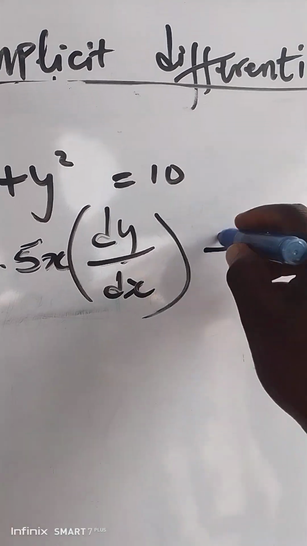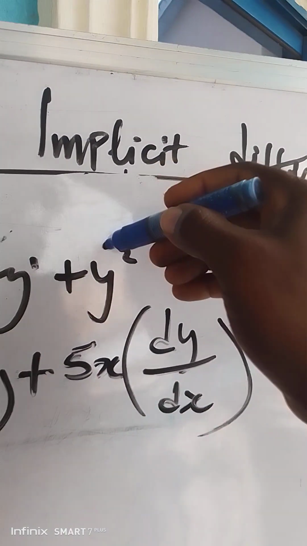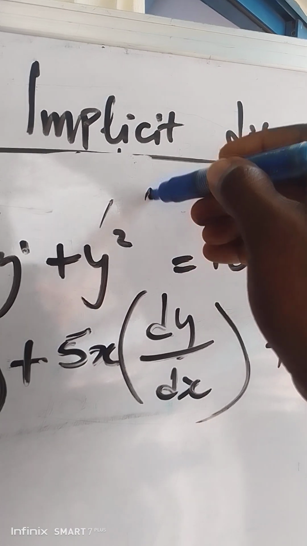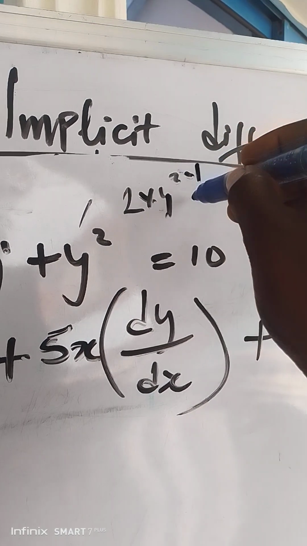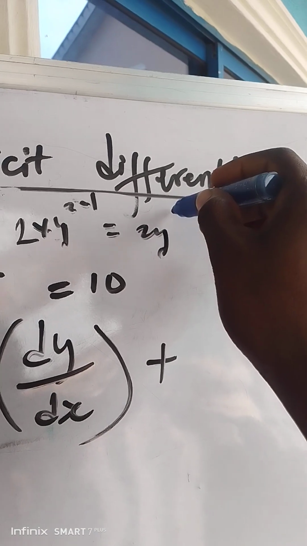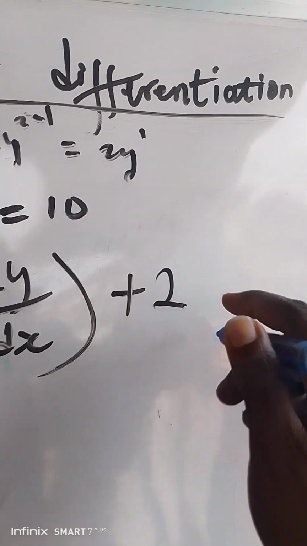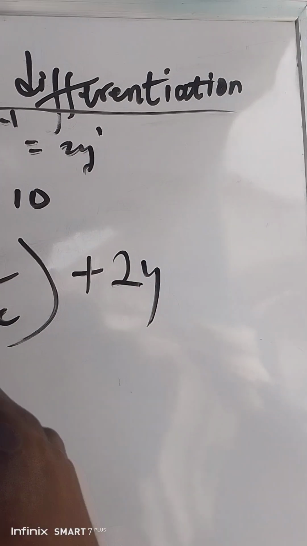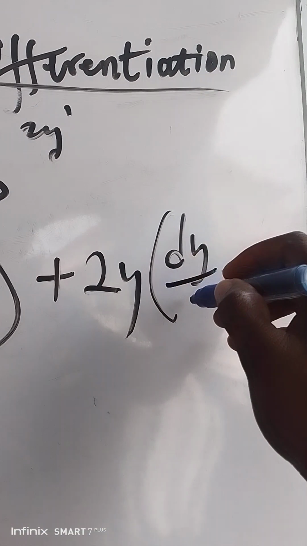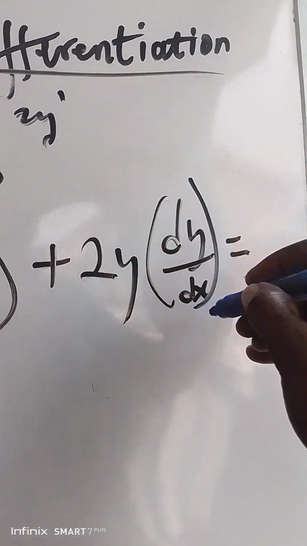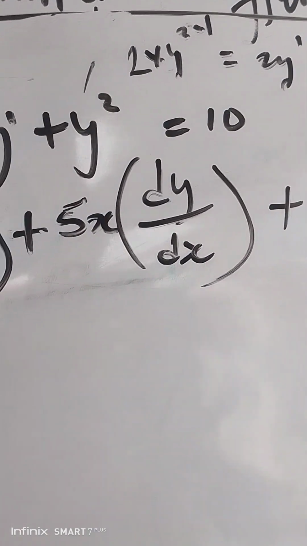Close the brackets. Then you have another term here, which is y squared. So for y squared, of course, you should know that your power will multiply the coefficient here, which is 1. So 2 times y raised to the power 2 minus 1 gives you 2y raised to the power 1, which is the same as 2y. Because we are differentiating y as well, open bracket and put dy all over dx, is equal to, when you differentiate 10, which is a constant, it gives you 0.